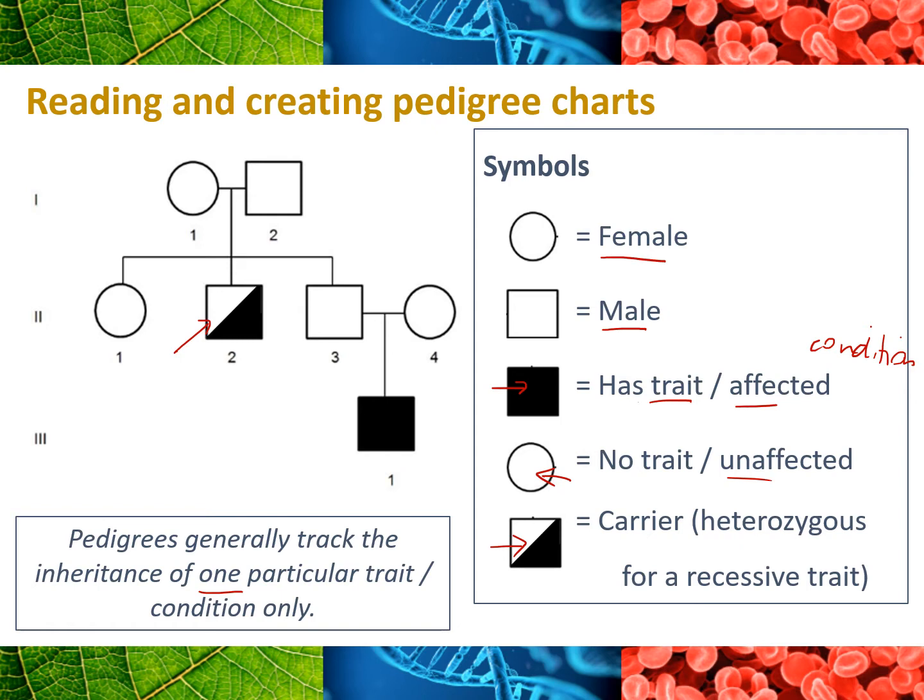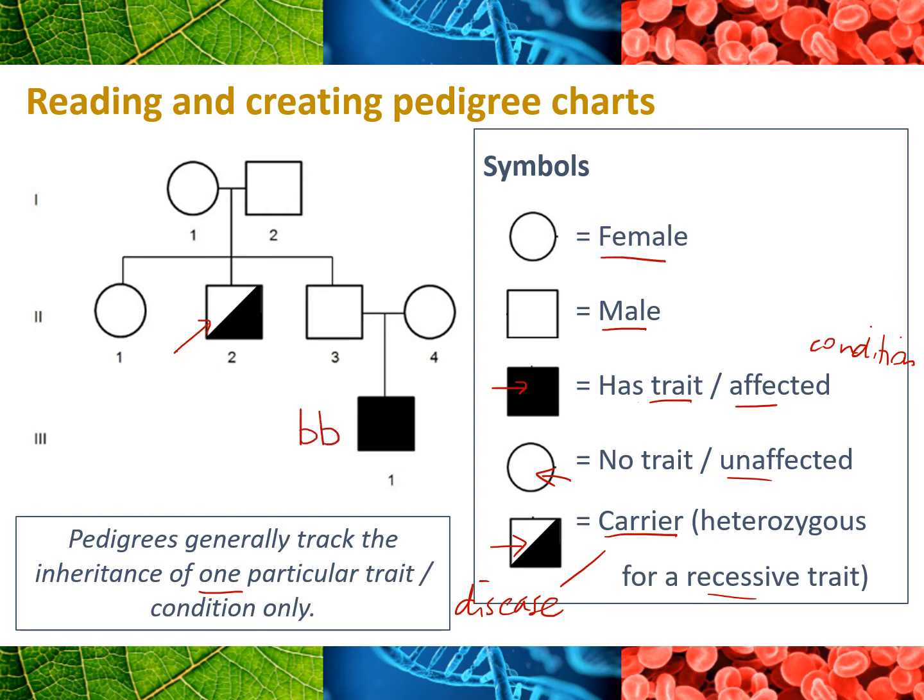That means that a person is a carrier, which is generally the term we use if we're talking about a disease, or if we're talking about a trait, they are heterozygous for a recessive trait. So I'm just going to use an example here. Let's say this is a recessive trait. Let's say we're talking about blue eyes.